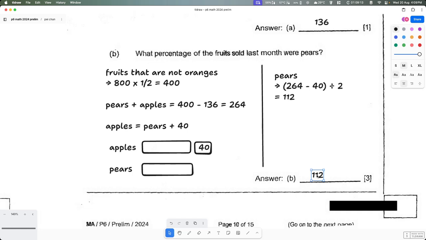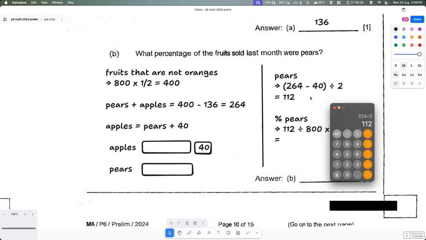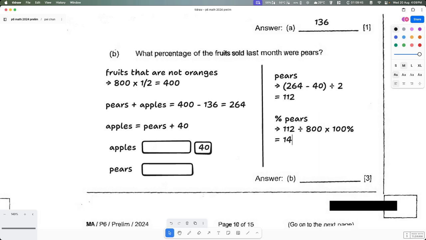Okay, sorry, I forgot the thing. So what percentage of fruit sold were pears? So the percentage that are pears is equal to 112 divided by 800, which is the total, and then times 100%, right? Which is equal to, so let's use our calculator, 112 divided by 800 and then times 100. Okay, this is 14%. There you go. So that's the answer, 14%.